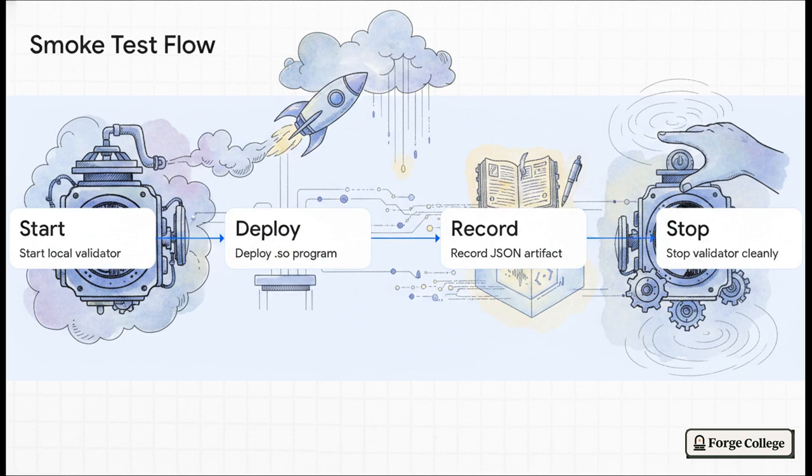First, we start the solana-test-validator in the background. Second, we deploy that freshly built binary program. Third, we record the deployment output, meaning the program ID and the console logs, straight into a JSON artifact file. And finally, we cleanly kill the validator process. So you start the engine, you record the hum, and you shut it down cleanly. Leaving absolutely no lingering background processes guarantees nothing is going to mysteriously break your machine on the very next run.